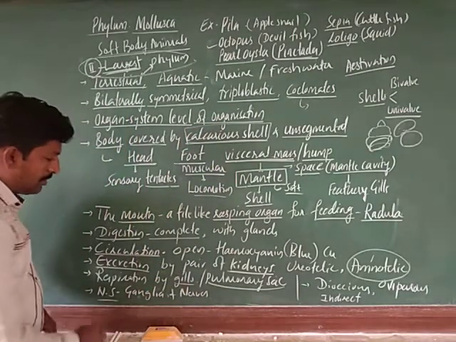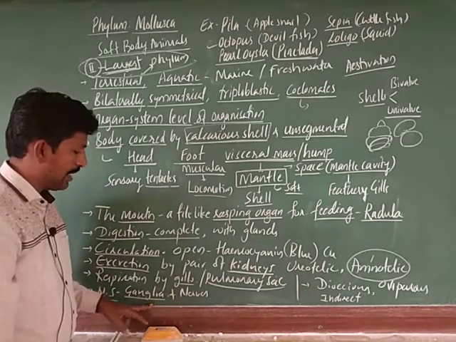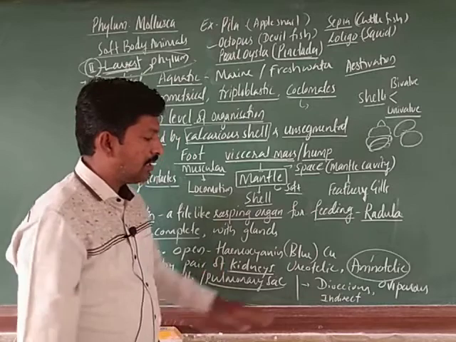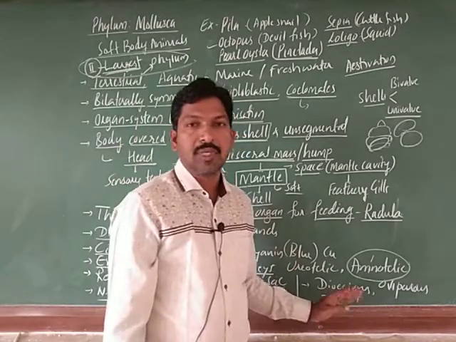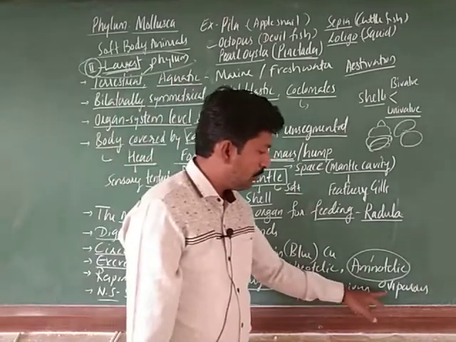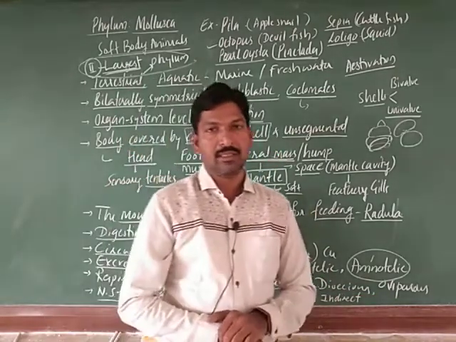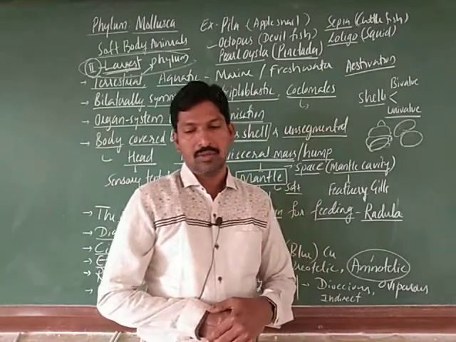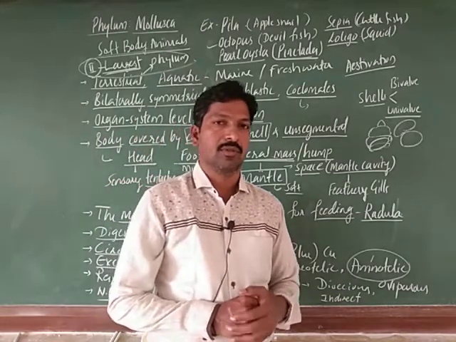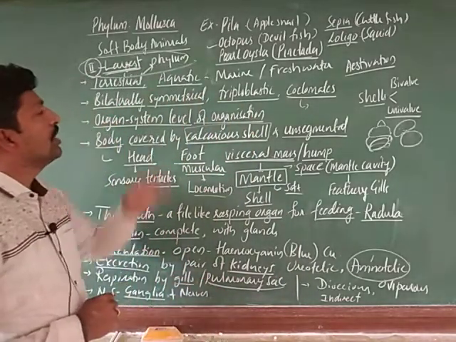Next, the nervous system. There are ganglia in the head region, and nerves are spread throughout the body. The animals are dioecious, meaning the sexes are separate, male and female being different. They are usually oviparous, laying eggs, and development is indirect because of larval stages. These larvae are also used in scientific studies. So these are the general features of Mollusca.